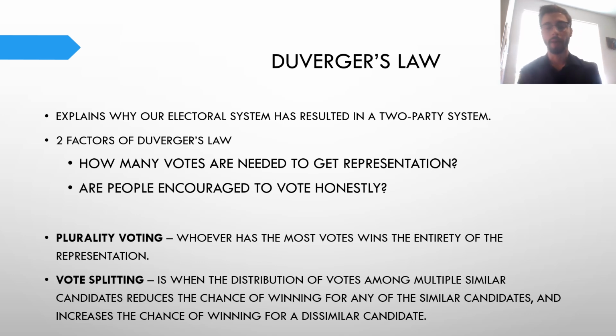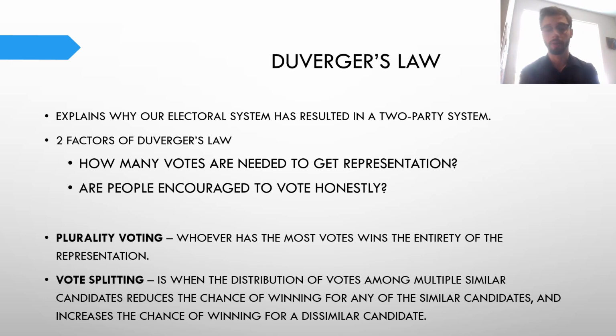So what happens when you have a voting system in the US where you need simple plurality to win an office? You see individuals vote splitting. This is when the distribution of votes among multiple similar candidates reduces the chance of winning for any of the similar candidates and increases the chance of winning for a dissimilar candidate. That starts to be considered.